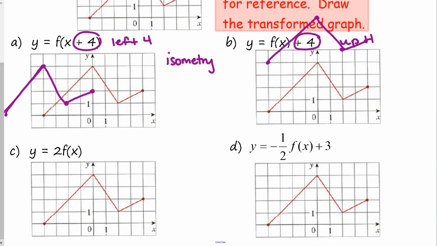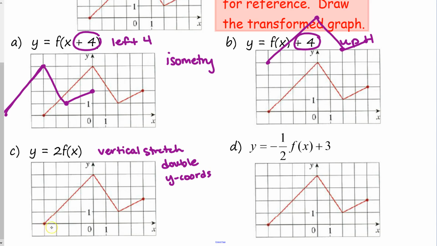Part C, we're multiplying the function by 2, and the 2 is on the outside, so that's a vertical change. And that 2 is greater than 1, so it's a vertical stretch. It's going to be twice as tall. So what we do if something is twice as tall is we double the y coordinates of the points. We don't change the x coordinates, but we double the y coordinates.